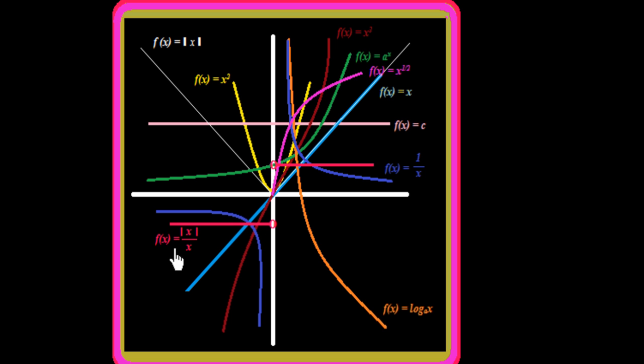And this is our signum function. f of x is equal to mod of x over x. And this is our logarithmic function here. f of x is equal to log x. This is our reciprocal function. This one is the reciprocal function, on both sides, opposite of the origin. And this thin line is the modulus function. f of x is mod of x. And this yellow curve you see here is f of x is equal to x squared. This is the quadratic function we have.